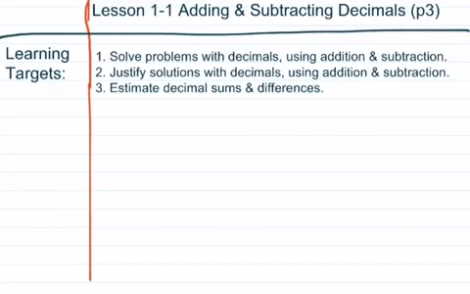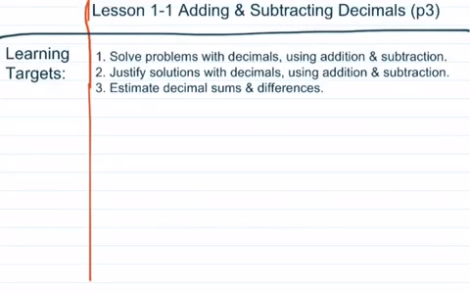Over to the left-hand side, we've got learning targets, which are also found in your book. Our goal today is first to solve problems with decimals using addition and subtraction, second to justify solutions with decimals using addition and subtraction, and our last one is to estimate decimal sums and differences.